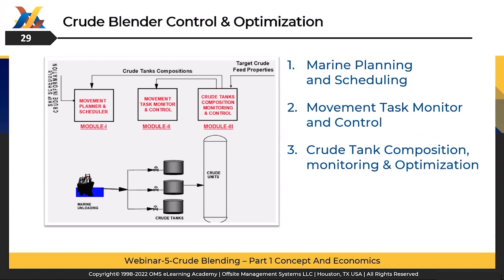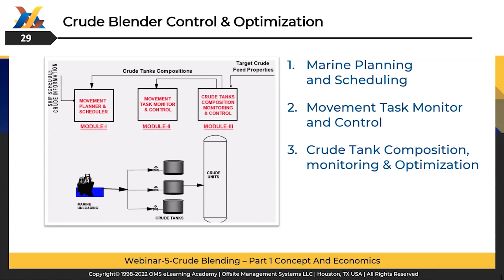So the crude blend control optimization is a 3-part. The first part is movement planner and scheduler. The refinery planner or enterprise planner plans the supply of crude. And once the crude arrives at the port, then they have to do the movement from the ship to the tanks.